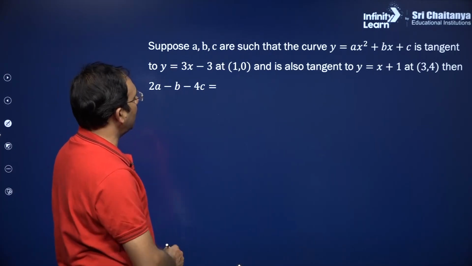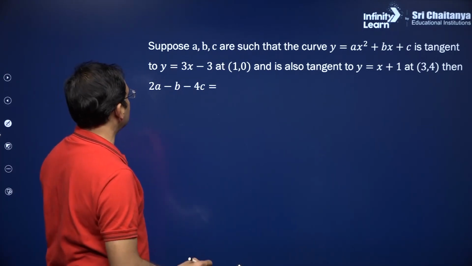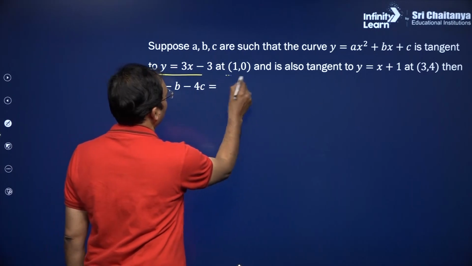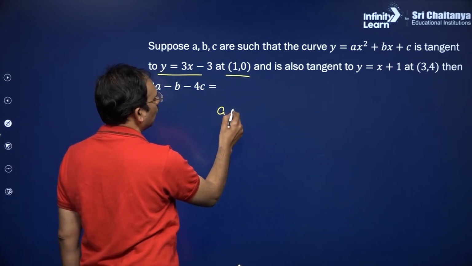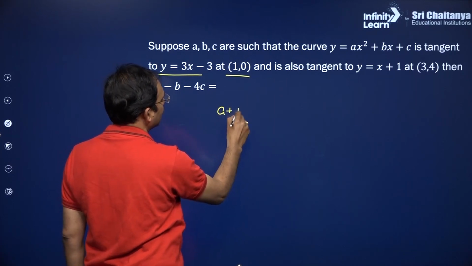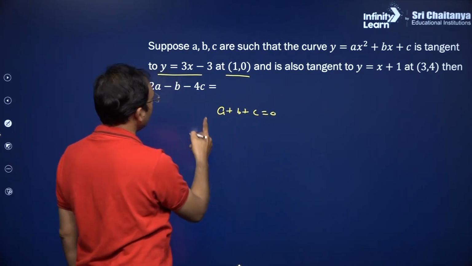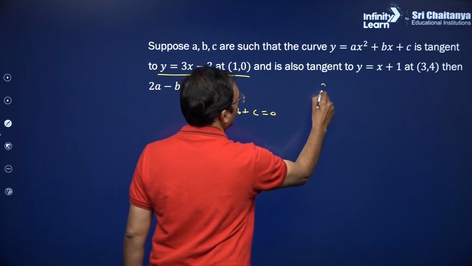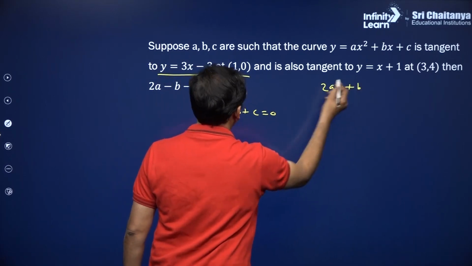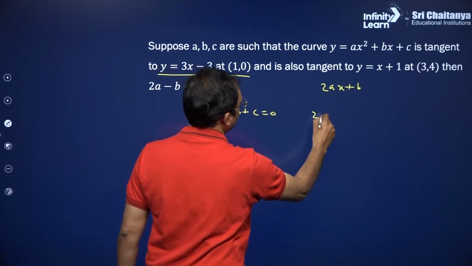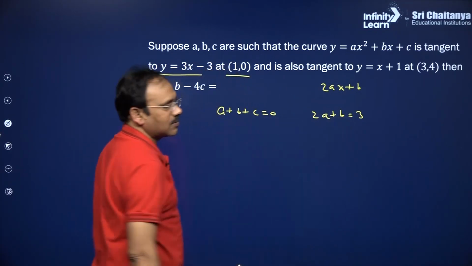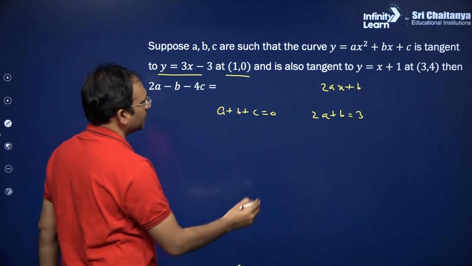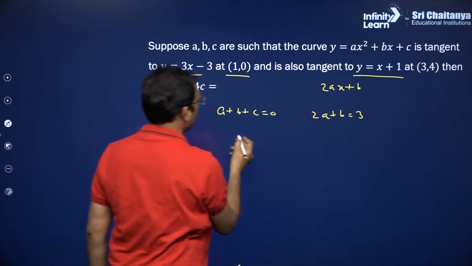You see, suppose a, b, c are such that this curve is tangent to this particular curve at (1, 0). That means this point is there on the curve. So, put (1, 0): a plus b plus c is 0, and the derivative of this, which is 2ax plus b at 1, that means 2a plus b is going to be the tangent slope 3, my dear friends. Similarly, y is equal to x plus 1 is also tangent at (3, 4).